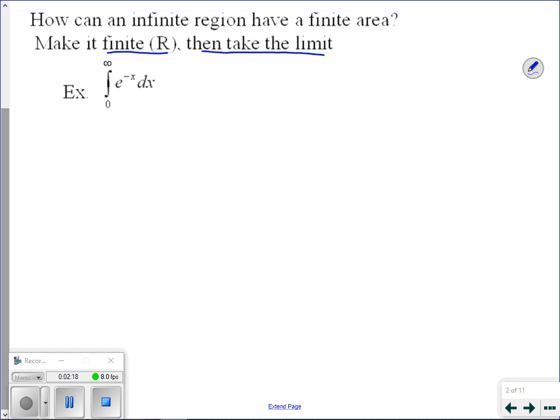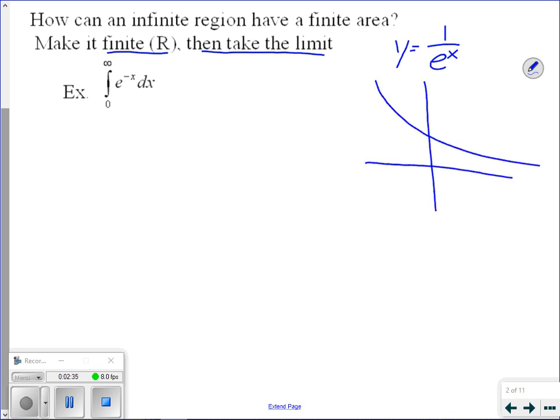So we have the example: the integral from 0 to infinity of e to the negative x. I encourage you to graph this on your calculator or on Desmos. We're graphing y equals 1 over e to the positive x, which is e to the negative x. If you were to graph this, I'm just going to draw a very rough sketch, it looks something like this. And it's wanting us to take the area from 0 all the way to infinity. So all of this area here.